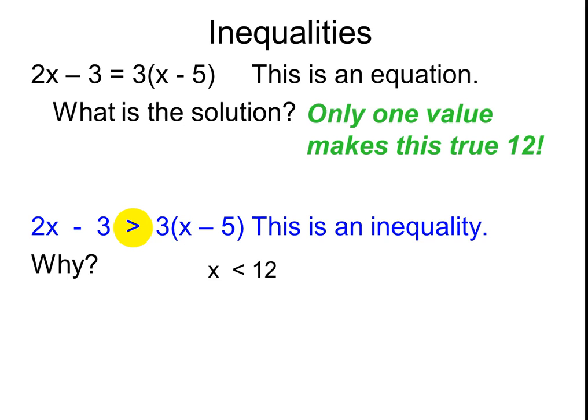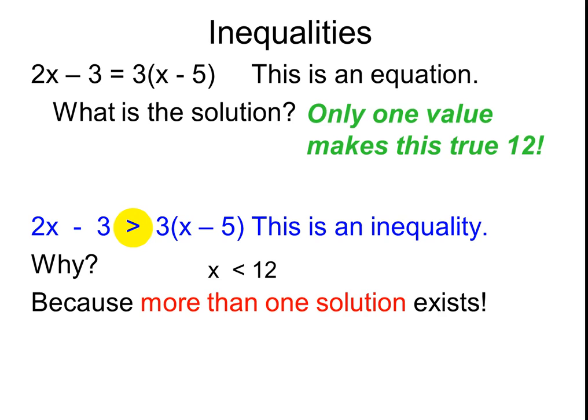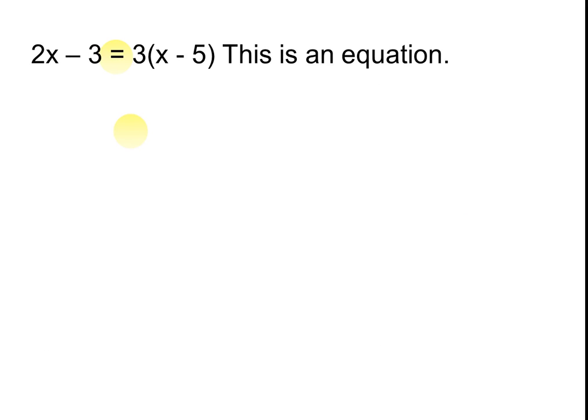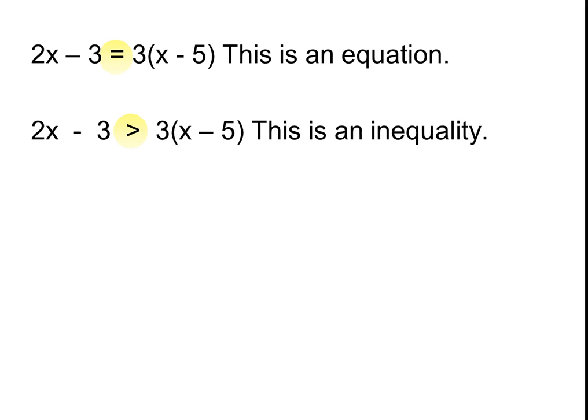For instance, if I put 10 in there, it will give me a true statement. 5, it will give me a true statement. Negative 35, it will give me a true statement. It has more than one solution, and in this case, it has infinite solutions. There's no way I could list all the solutions to this inequality. More than one number will make the statement true. All right. So we decided this was an equation, and we knew it because we saw the equal sign. And we decided this was an inequality because we noticed the symbol for greater than.